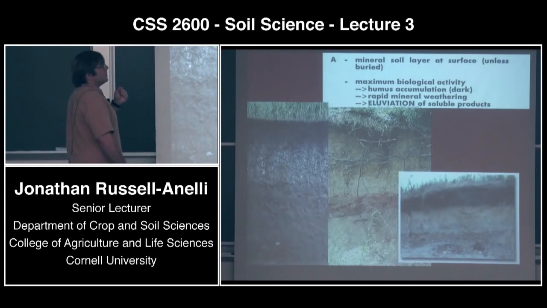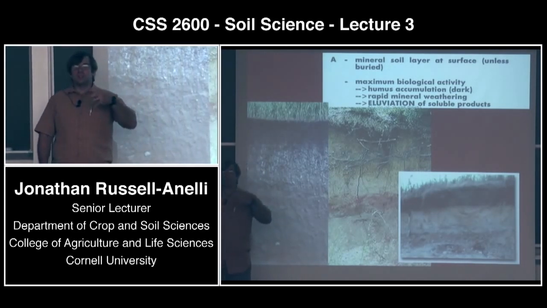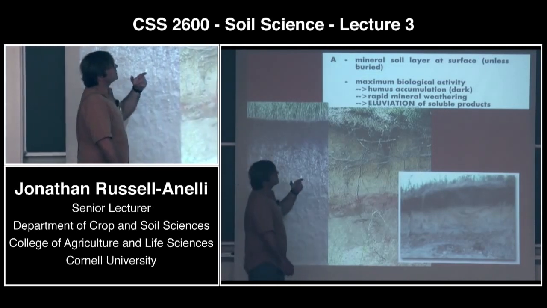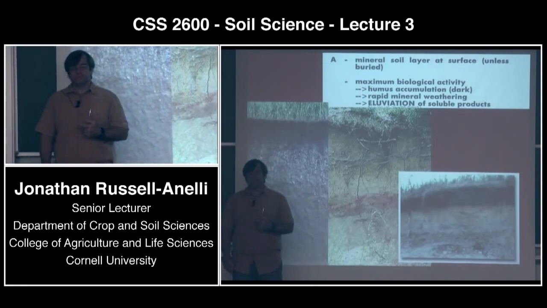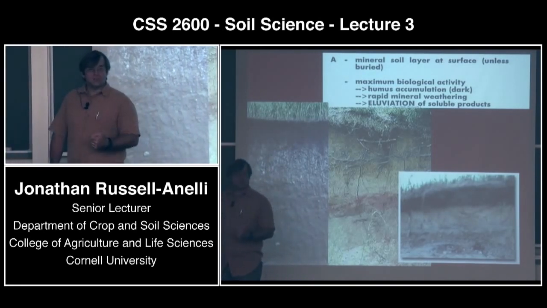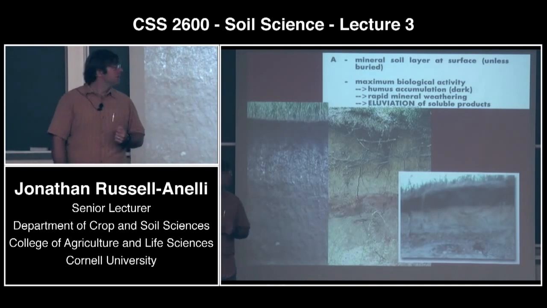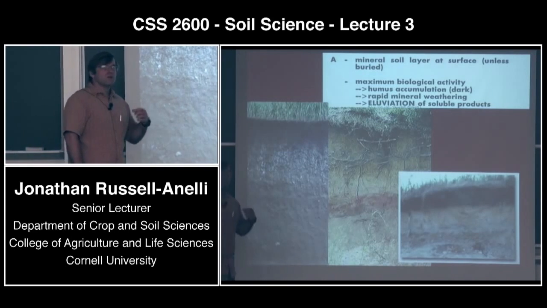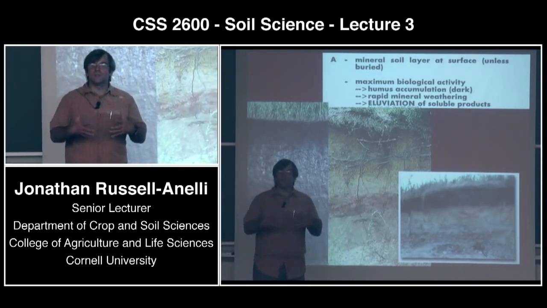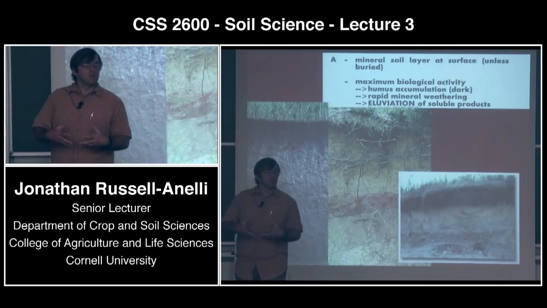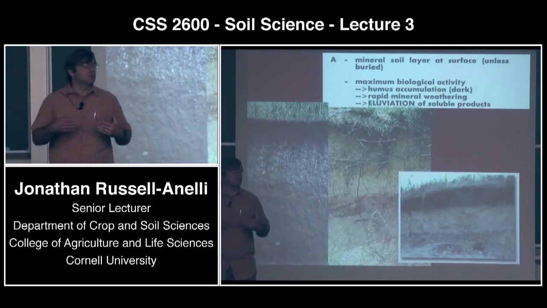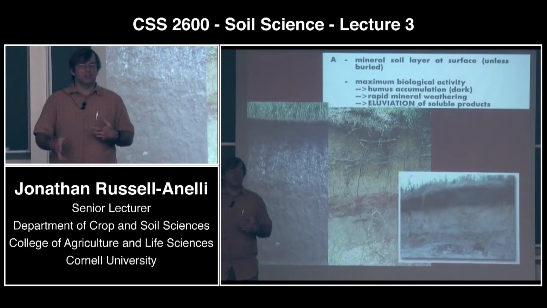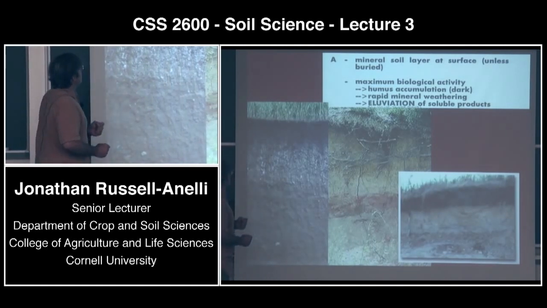Okay? Because it is close to the surface, where it's close to temperature changes, moisture changes, oxygen changes, it also has a huge amount of weathering in it. Both decomposition as well as mineral weathering. Okay? It is also a zone that is the source of a lot of eluviated materials. Okay, eluviated materials means, E is the way to remember this, things that are moving out of this horizon. E, eluviation. Okay?